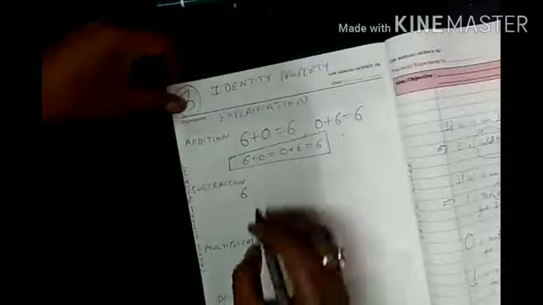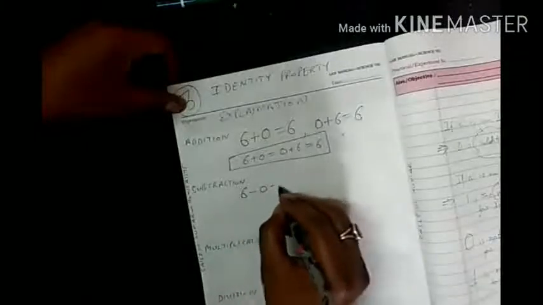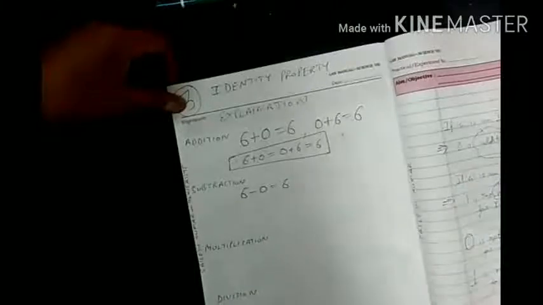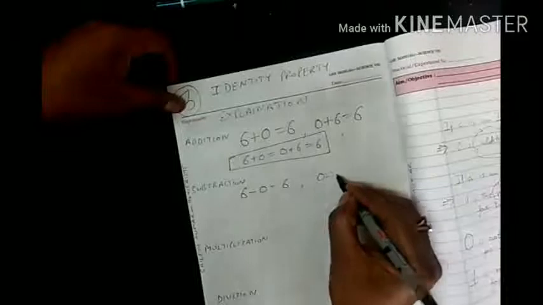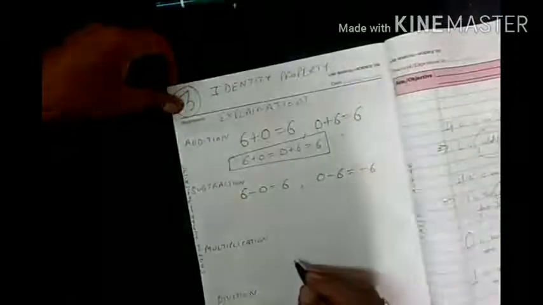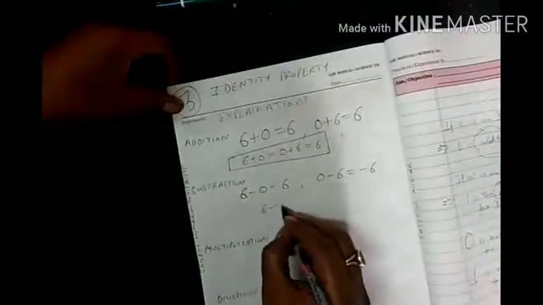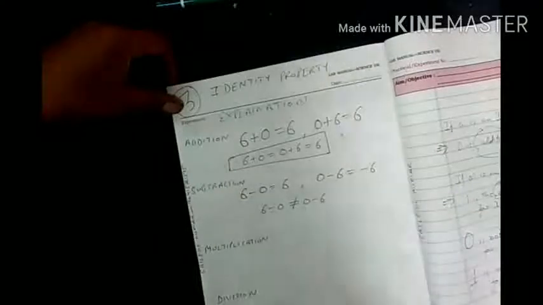Now again 6. If I subtract 0 from 6, then my answer is 6. But if I subtract 6 from 0, then my answer is minus 6. Here 6 minus 0 is not equal to 0 minus 6. Clear?